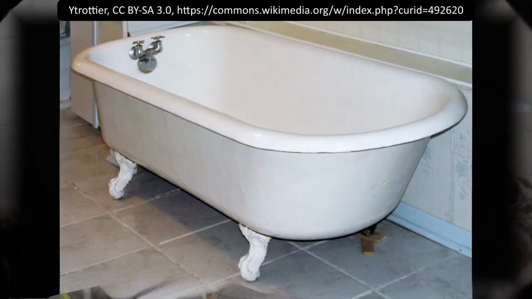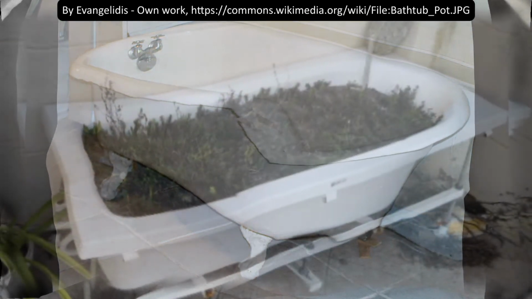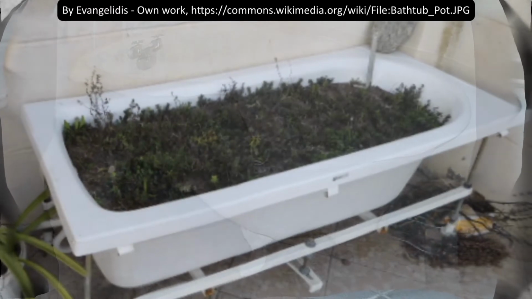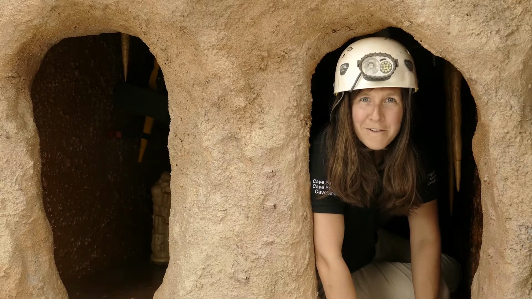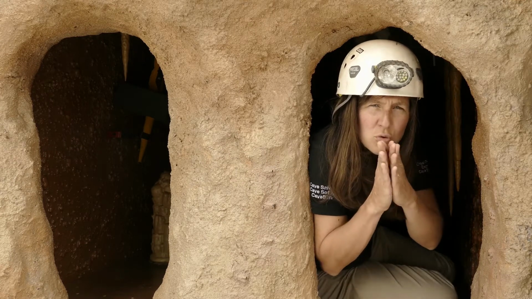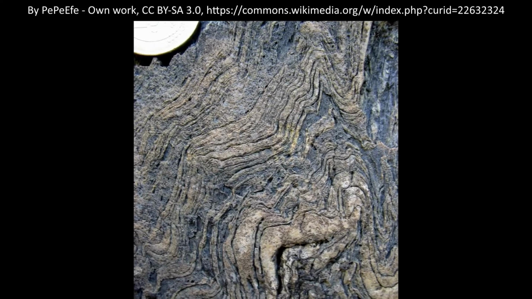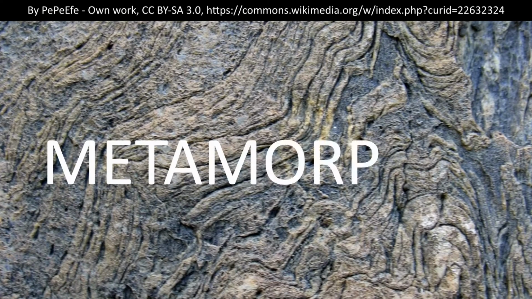Imagine if you never drained your bathtub water. You would get a lot of gunky sediment piled up on the bottom of your tub. Go ahead and write sediment on your paper. We also have metamorphic rock. Metamorphic rock is just rock that's been squished enough that it got warm enough that it changed shape. Write metamorphic down on your paper.